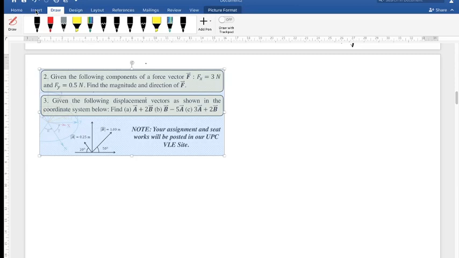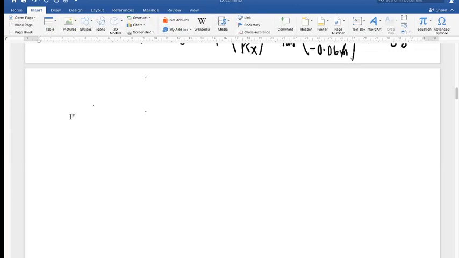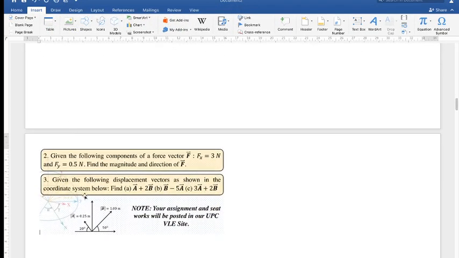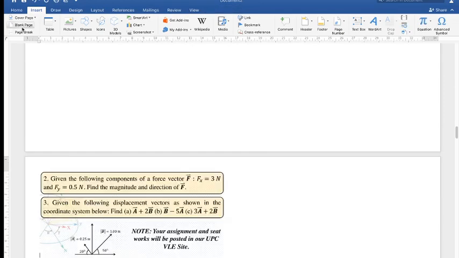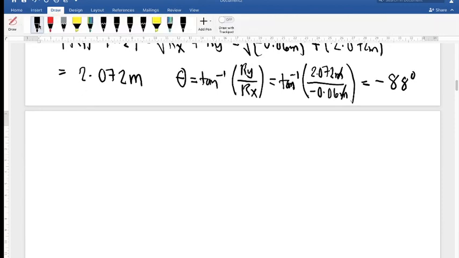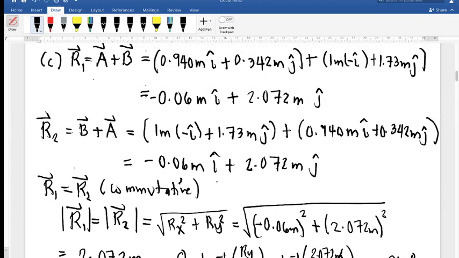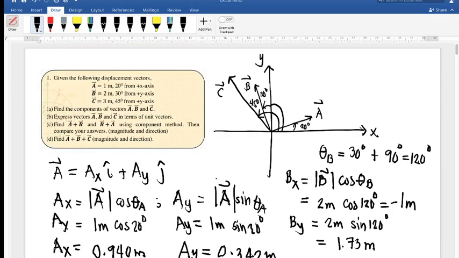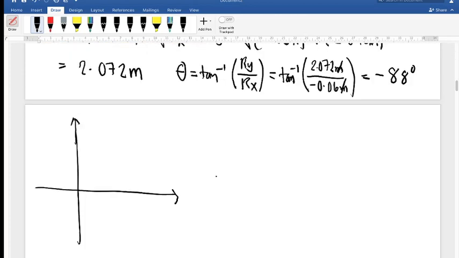So yeah, I will insert some blank page here. Insert muna ako ng blank page. Okay. So vector, okay, so we can approximate the description of your R. Hindi naman ito accurate kasi wala naman tayong protractor, so we can just approximate it. So your A is 1 meter 20 degrees. So 1 meter 20 degrees.